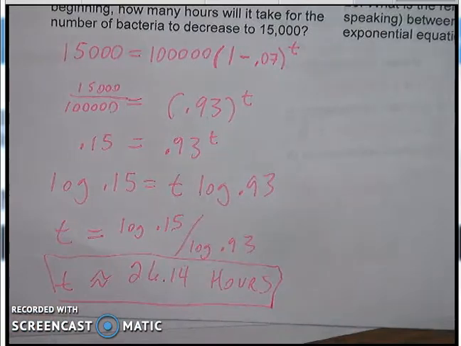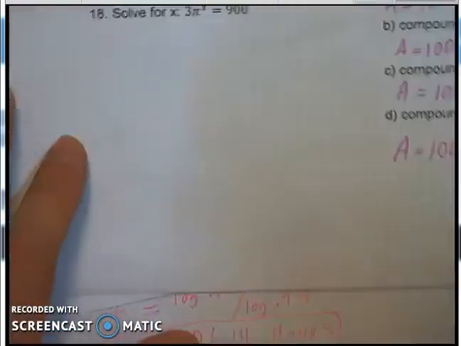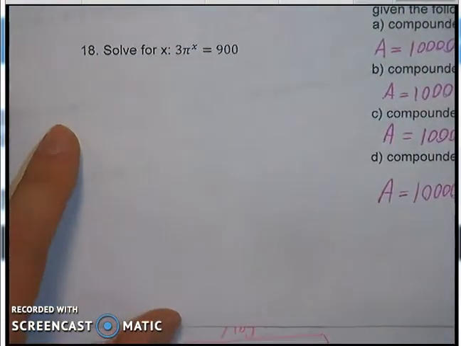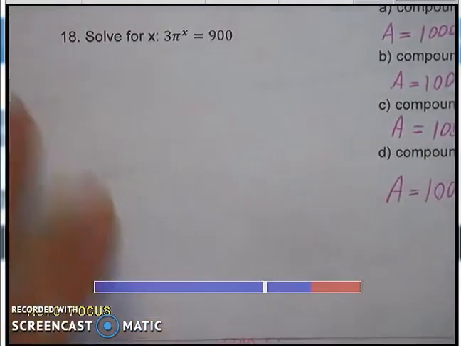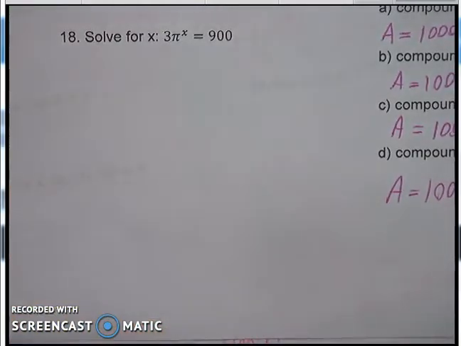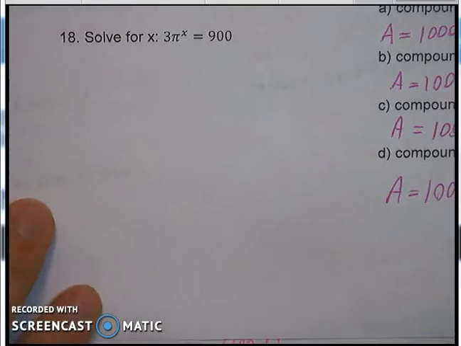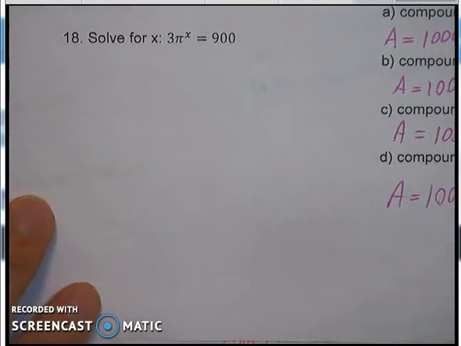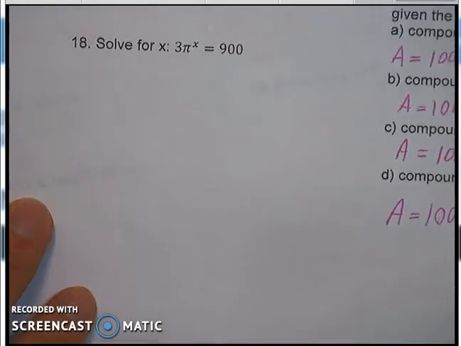Now I have just enough time to do one more, so I'm going to go ahead and do number 18, which is my favorite problem. And it's just a solving problem. It says solve for x. 3 pi to the x power equals 900. Well, pi is just a number, so we can treat this like any other exponential equation.